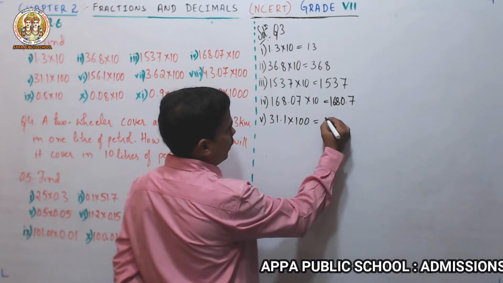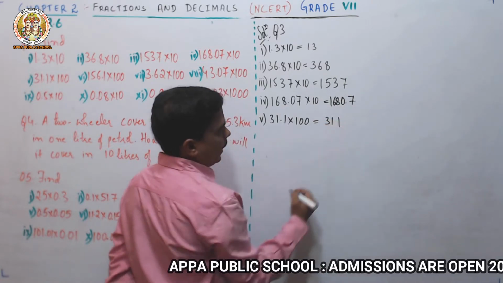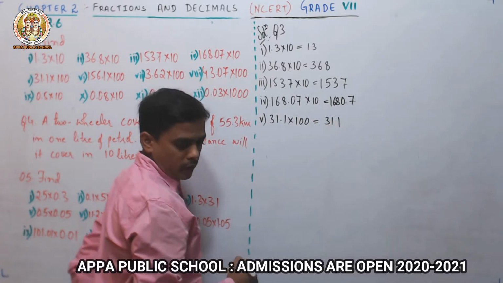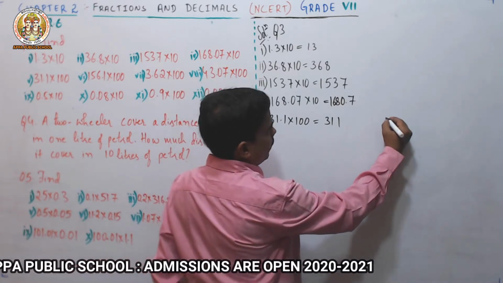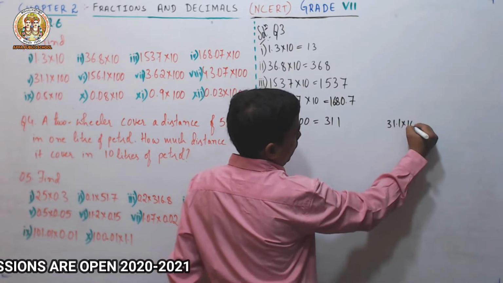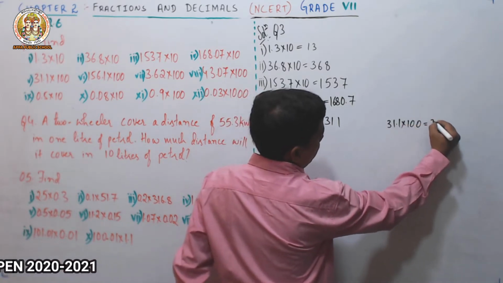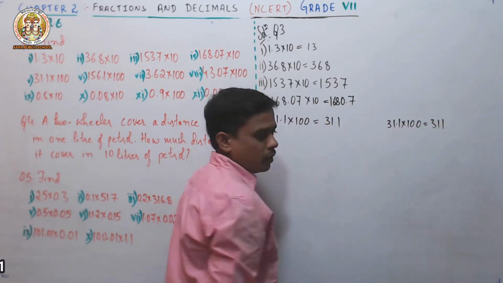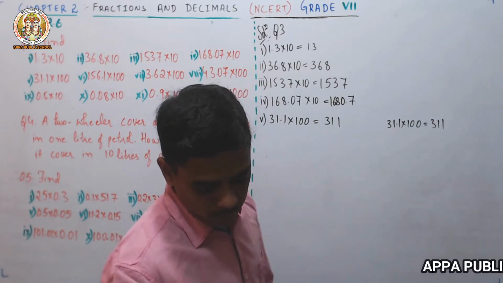So you see here what I will do. I will write 311 as it is. In this problem, I will write it once again: 31.1 into 100. How much will it be? I will write it as 311 because I have only 31.1.